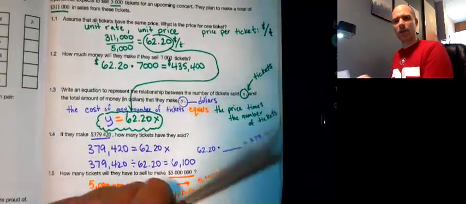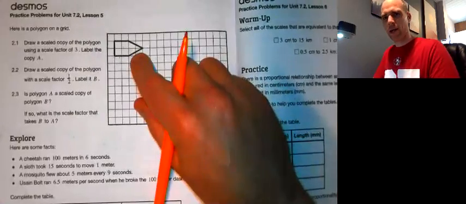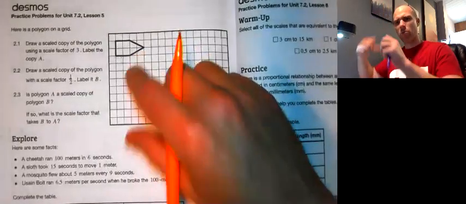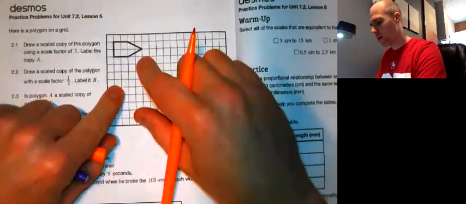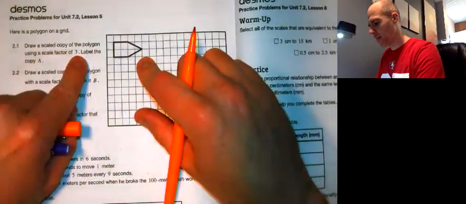All right, let's look at the next part. It says, here's a polygon on a grid. And this is a polygon. A polygon is just a shape with multiple sides. Draw a scaled copy of the polygon using a scale factor of 3.